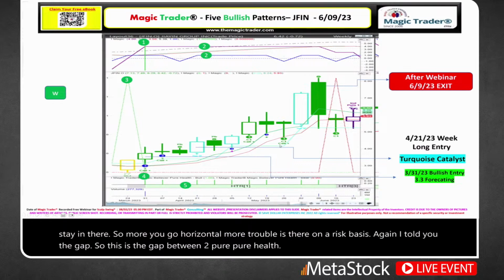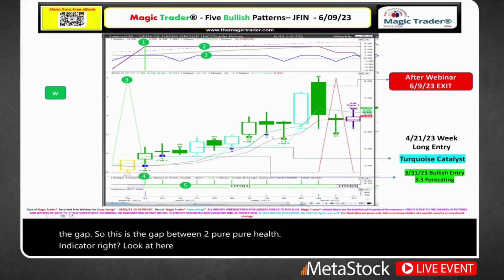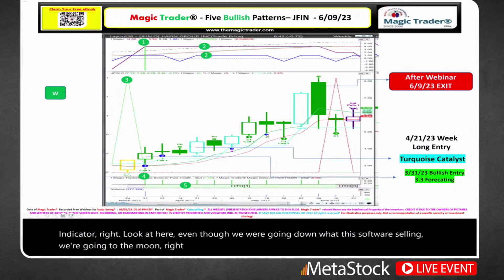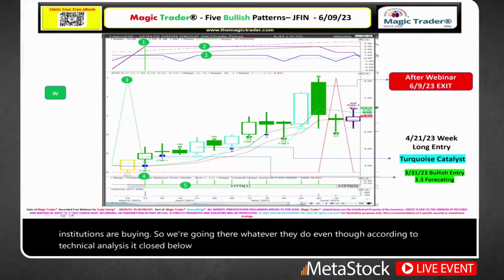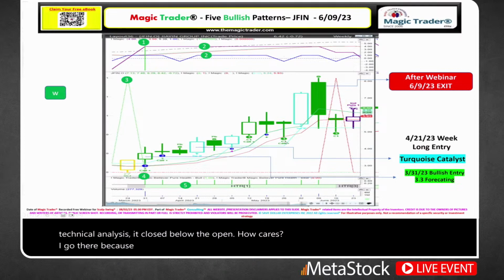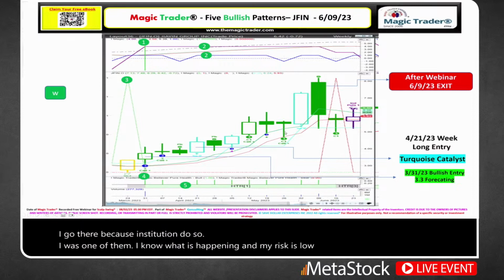Look here. Even though we were going down, what this software is telling us is we're going to the moon. Here it is telling us we're going to go higher. Here it is telling us that institutions are buying, so we're going there, whatever they do. Even though, according to technical analysis, it closed below the open. Who cares? I go there because institutions do so. I was one of them, so I know what is happening, and my risk is low. So I will be a buyer somewhere in between.